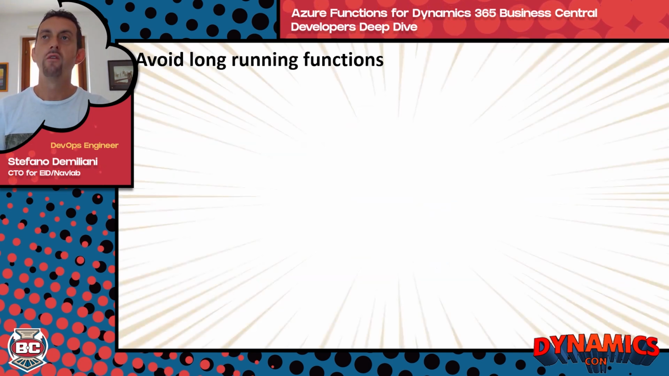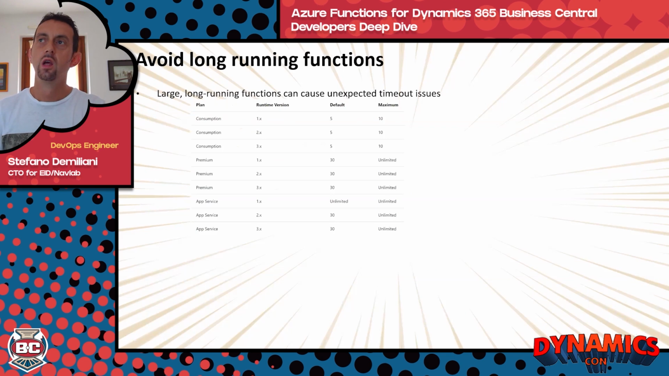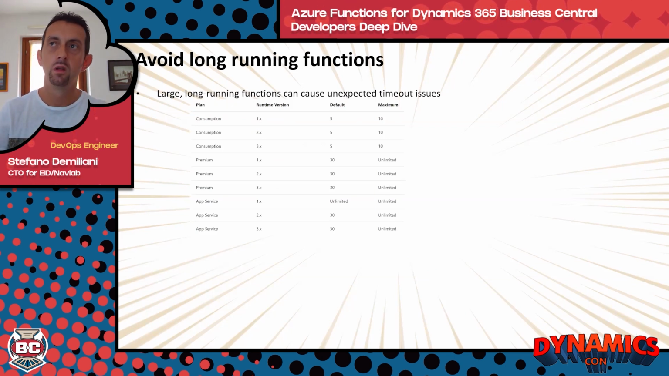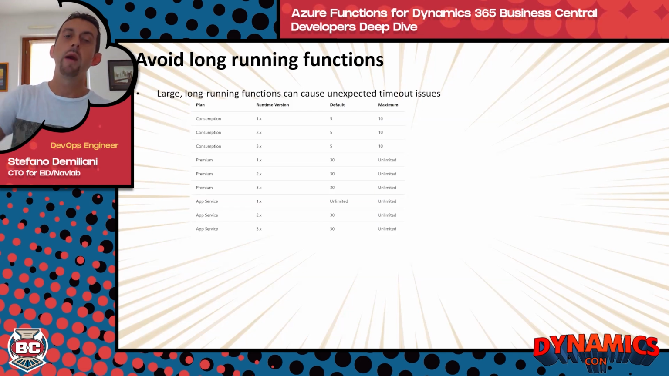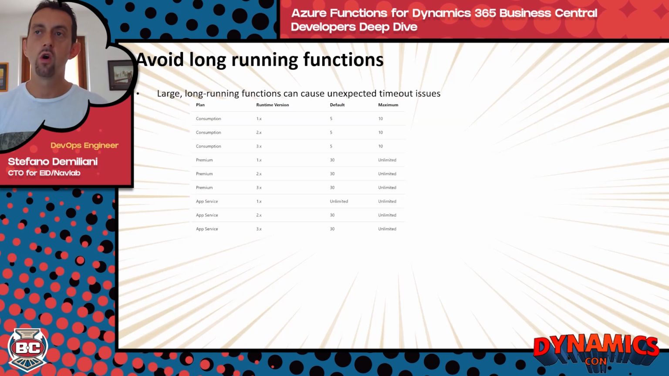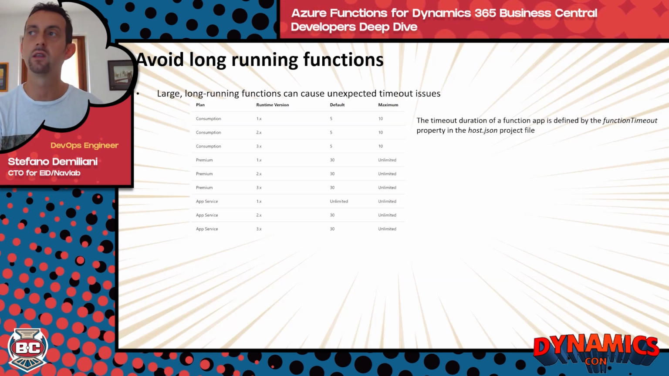Another recommendation is to avoid long-running functions. Remember that you have a timeout from the platform for Azure Functions too. So if you have a consumption plan where you pay for consumption, the default timeout is 5 minutes, and the maximum is 10 minutes. This timeout is higher with the premium plan and so on. But remember to handle that.